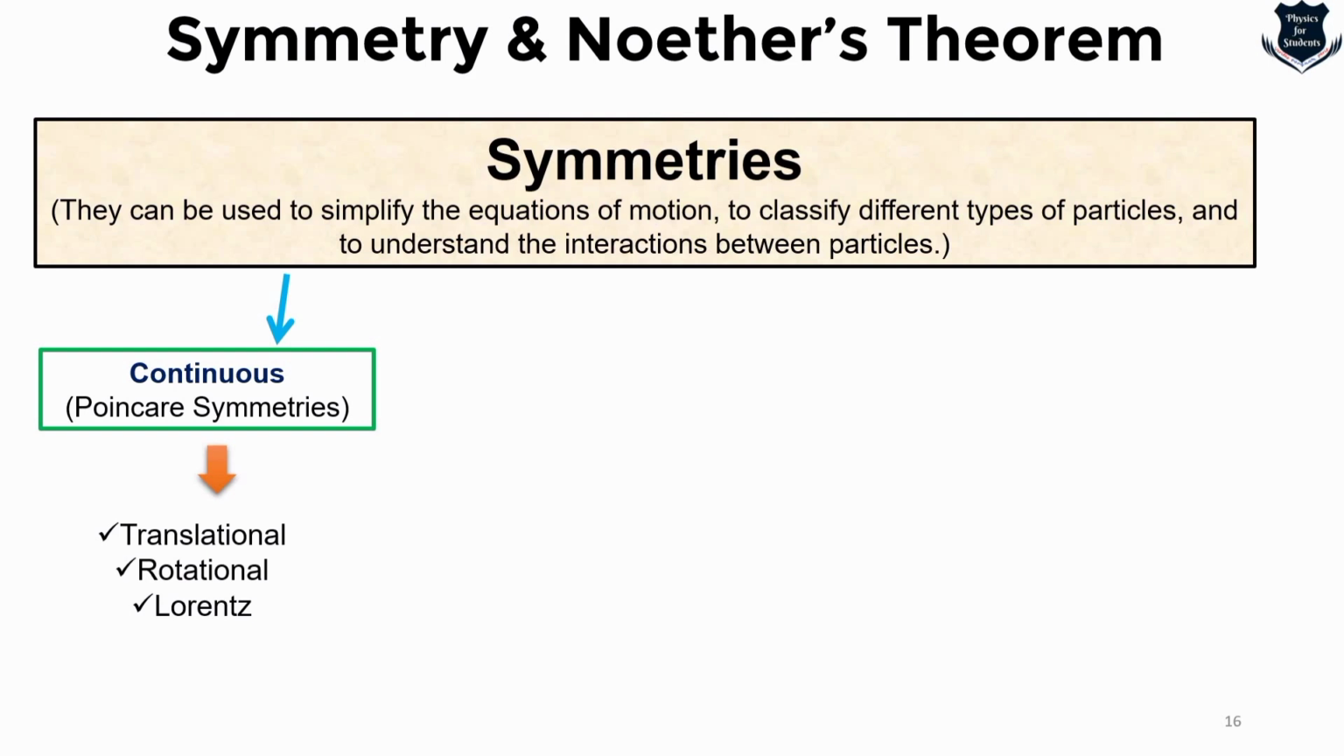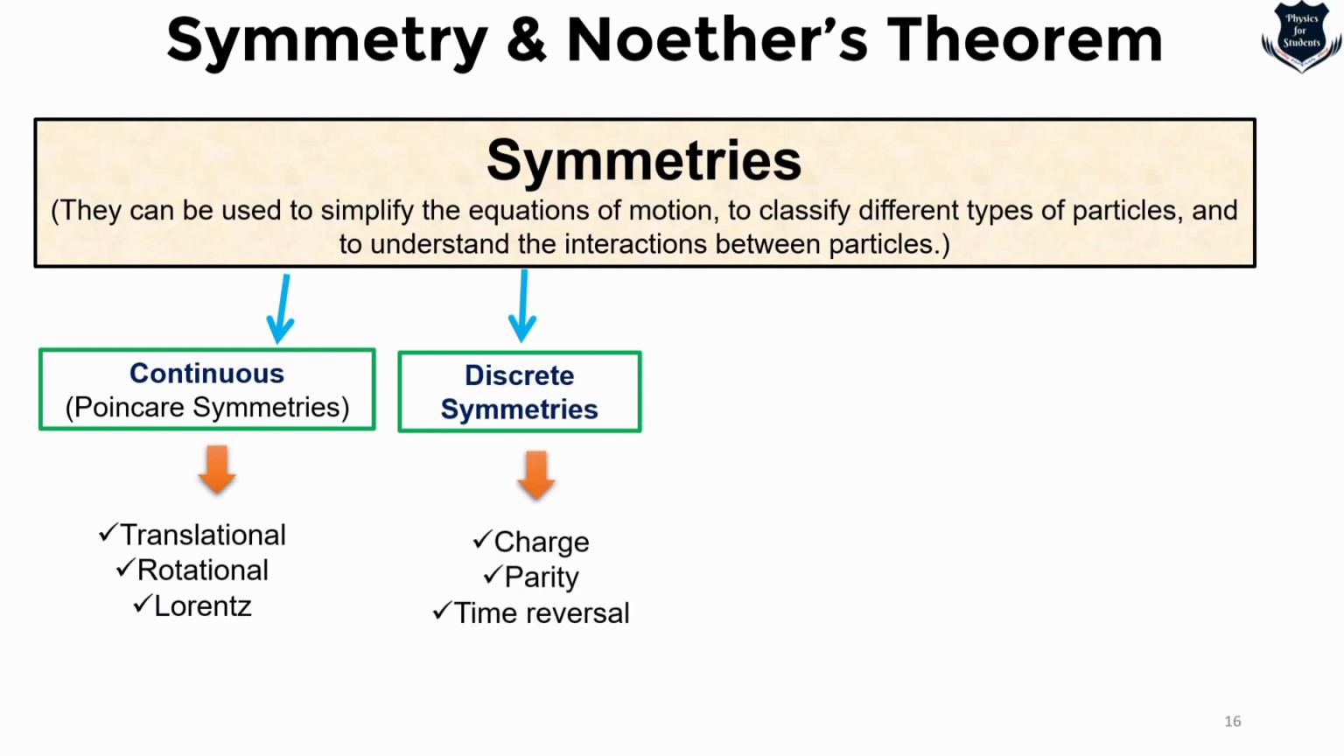Rotation: the laws of physics are invariant under rotations. Lorentz transformation: a combination of translations and rotations that maintains the invariance of the laws of physics under the change of the observer's velocity. Discrete symmetries are symmetries that only change under specific transformations. Parity symmetry, for example, is a transformation that reverses spatial coordinates. Charge conjugation symmetry is a transformation that exchanges particles with corresponding antiparticles. Then there is time reversal.